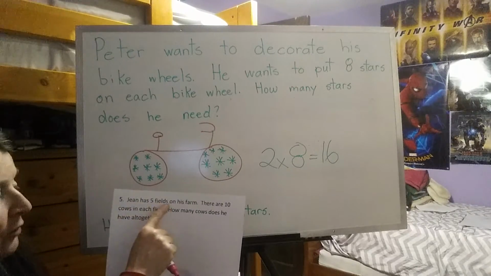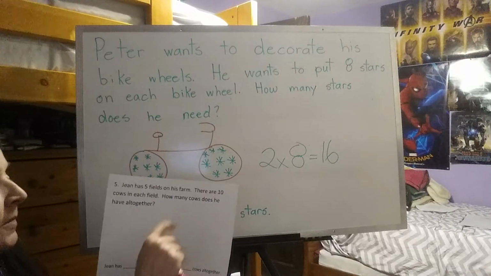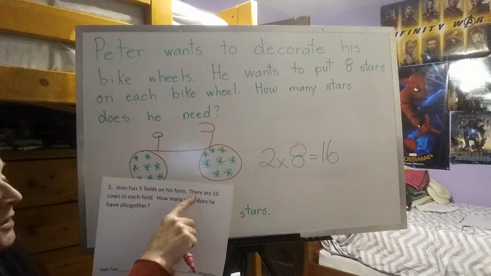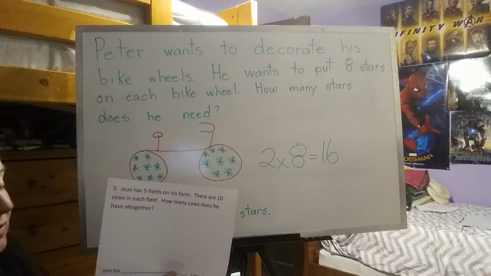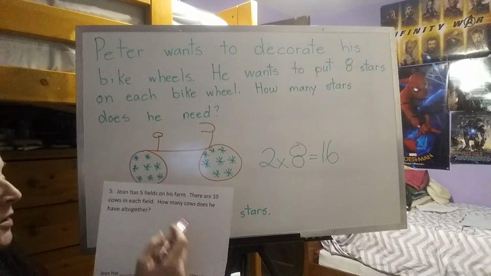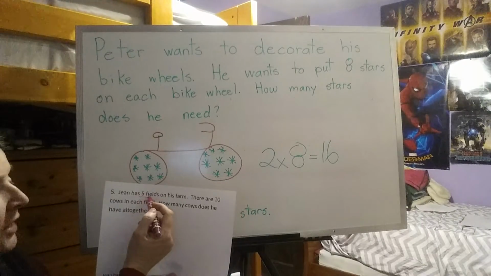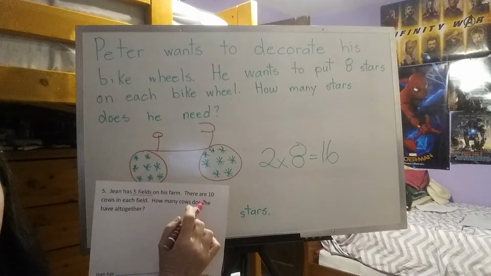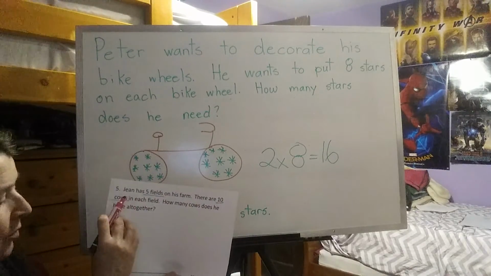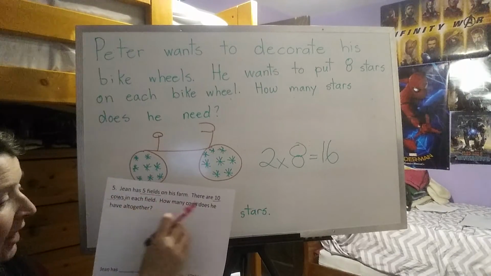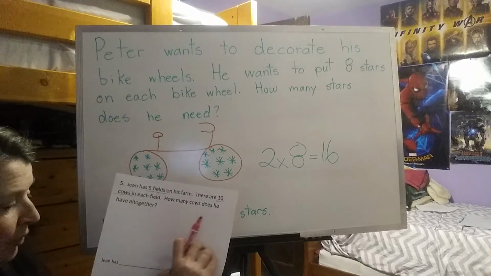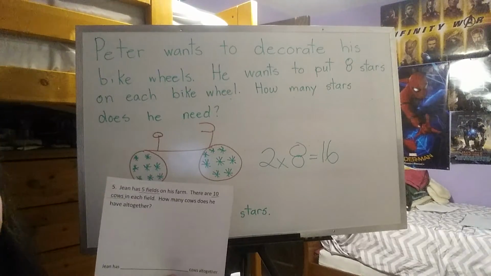Jean has 5 fields on his farm. So he has a farm, and with it he has 5 nice big fields all divided up. There are 10 cows in each field. How many cows does he have altogether? So what are the important words in this? We have 5 fields. There are 10 cows in each field. So I will make my 5 fields, and I will have to put 10 cows in each one. And there is room for your multiplication sentence, and you can write your answer down here.